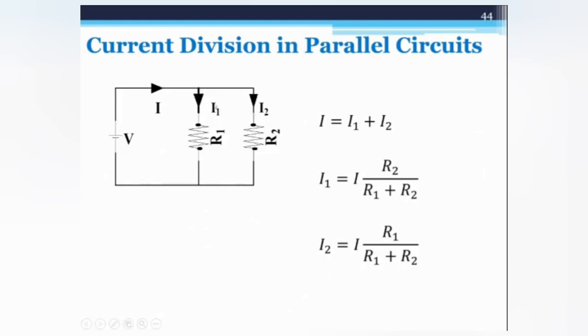Now, if you want to find the value of I1, then I1 equal to your circuit current I into the parallel resistor, that is R2, divided by the summation of two resistors. So I1 equal to I into R2 upon R1 plus R2. Similarly, I2 equal to I into R1 upon R1 plus R2. This is the current division rule. We will apply this rule in some examples, okay.